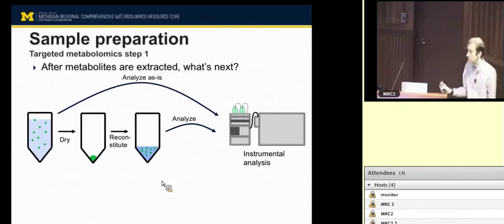There may be occasions where you have a really strong interaction that needs to be broken down, and we may have to do some sort of chemistry in the process. We may have to add a reagent that particularly disrupts that. But by and large, it's not very common. Most of the times, the extraction is enough to get you a really reasonably good coverage.